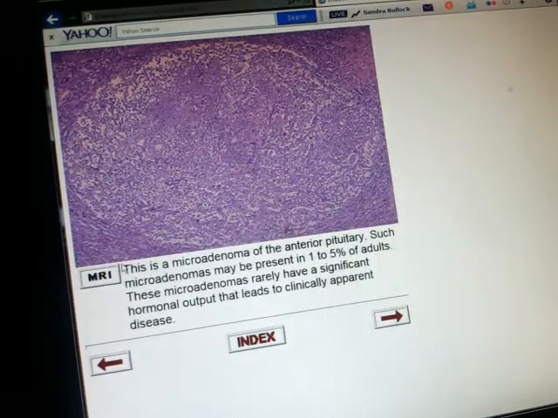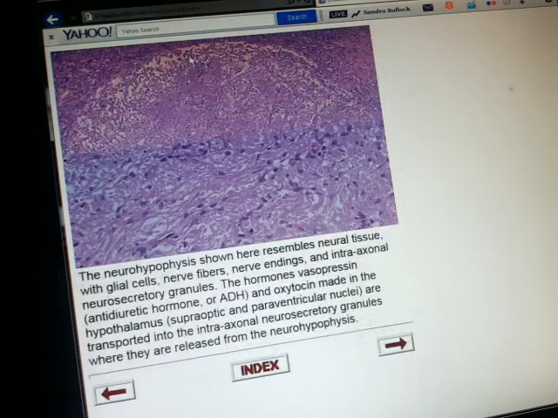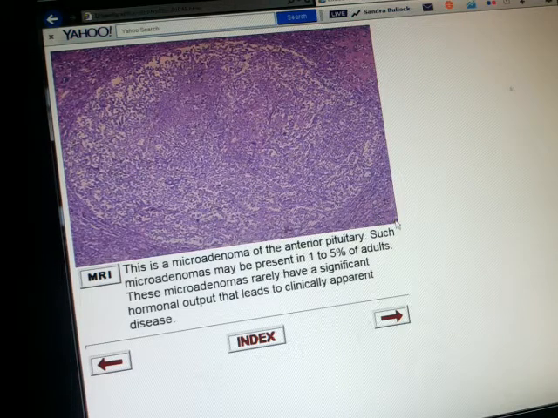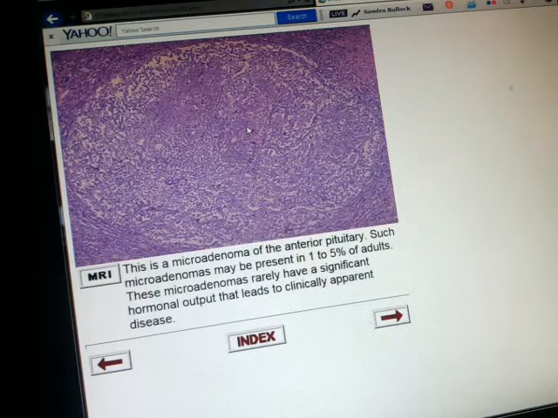This is a microadenoma of the pituitary. It's easy to notice the difference between this lesion and the normal pituitary tissue surrounding. Microadenomas occur in about 1 to 5% of normal adults. It's important only if it's associated with hormonal activity, or in case it exerts a type of pressure effect on the surrounding structures, and the most important one is the optic chiasm.